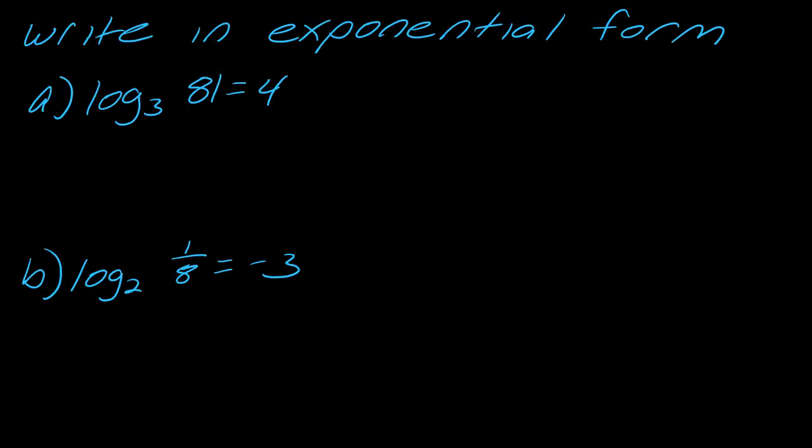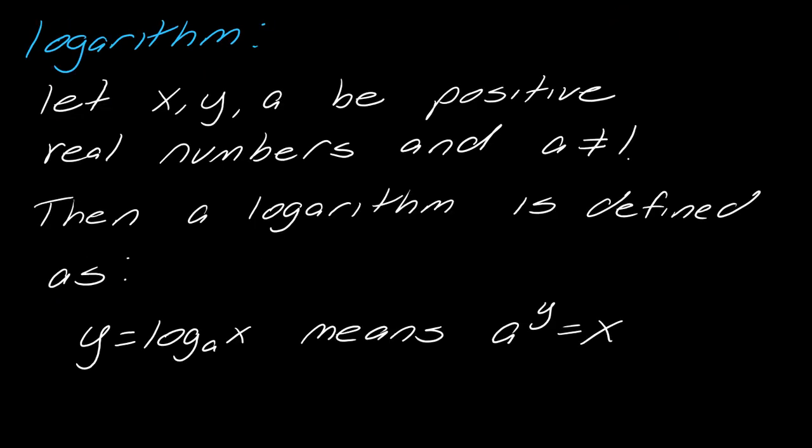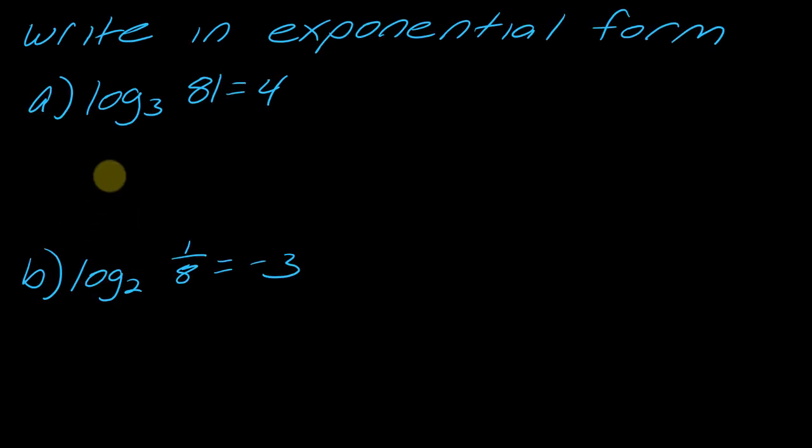Okay, so the first thing that we want to do to get used to this is going back and forth between the two forms. So hopefully you wrote this definition down. This part here is very key. You might want to have it on a piece of paper in front of you to help you out with this. So I've got log base 3 of 81 equals 4. If I wanted to write that in its exponential form, this would be 3 to the 4th equals 81.